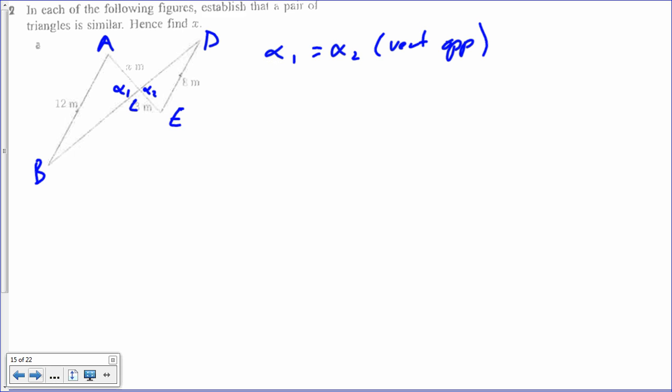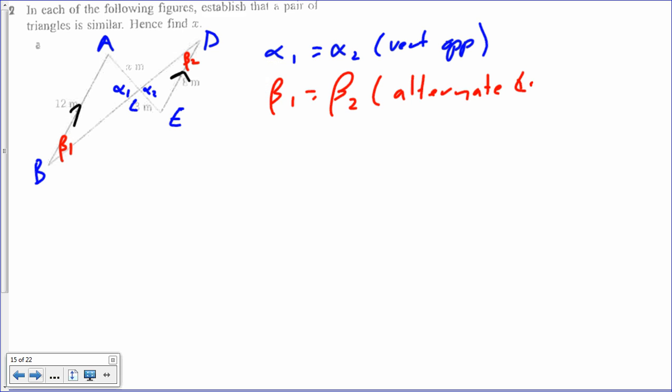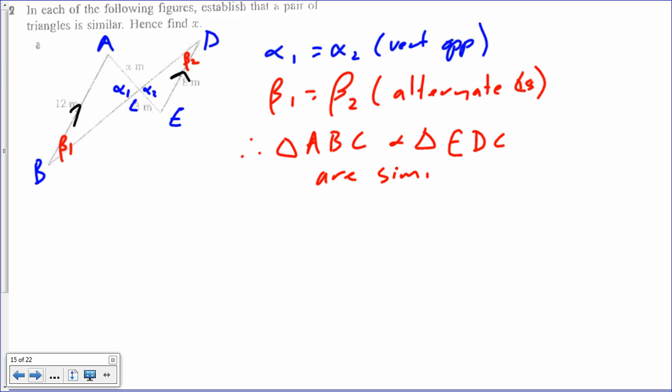And then we look at here. Here we've got parallel lines, so therefore beta 1 equals beta 2, and that's because they're alternate angles. Therefore triangle ABC and triangle EDC are similar. And we go on and work out the sides.